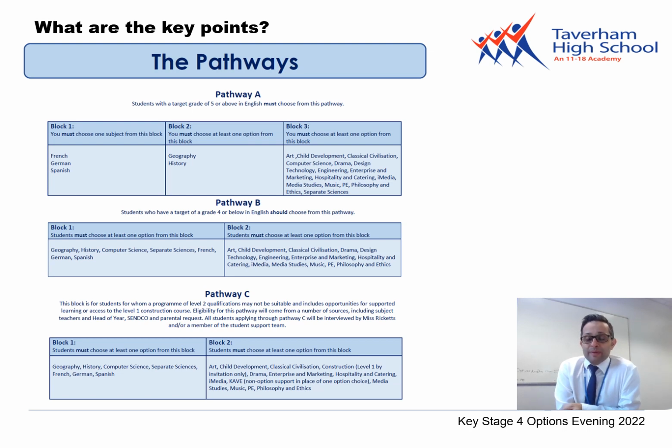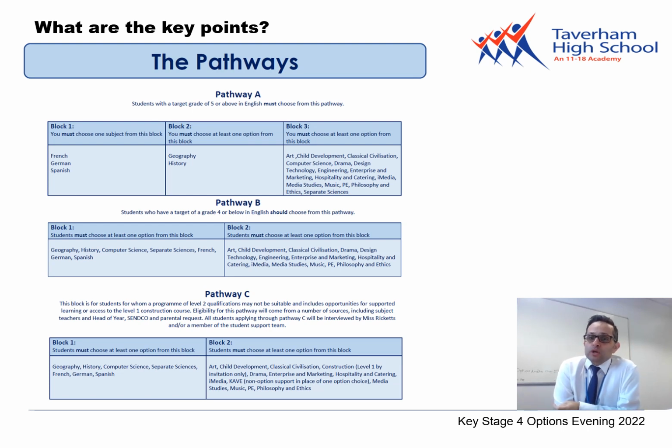So if you're on pathway B, then you will choose at least one subject from block 1, which is geography, history, computer science, separate sciences, French, German and Spanish. You will then also choose the rest of your subjects from block 2. You are of course entitled to choose more than one subject from block 1, but you must choose at least one.